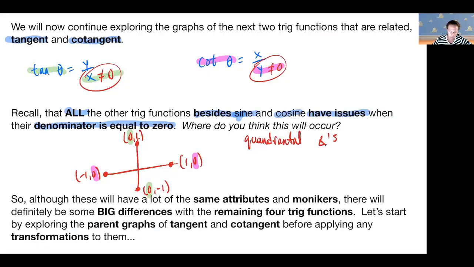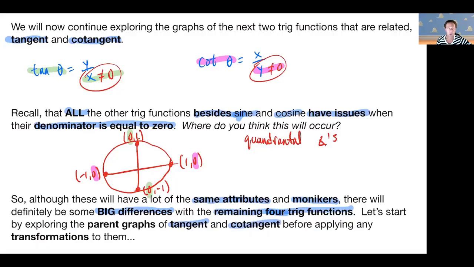Okay? So since we're going to be talking about a lot of the same types of ideas and dealing with the whole unit circle all the way around, we're going to have more of the same attributes that we just discussed with sine and cosine, and therefore we'll talk about the amplitude, period, and quarters, phase or horizontal shift and vertical shift, and even possibly a reflection right there on that negative. But there will also obviously be some big differences with all 4 of our remaining trig functions, and we're just going to start with the next 2, tangent and cotangent.